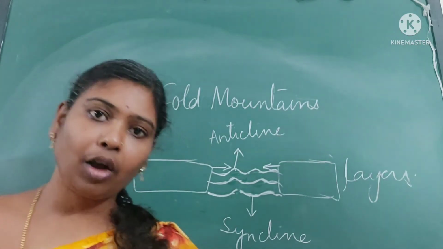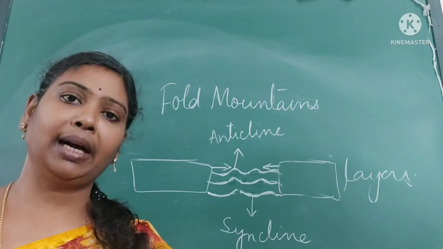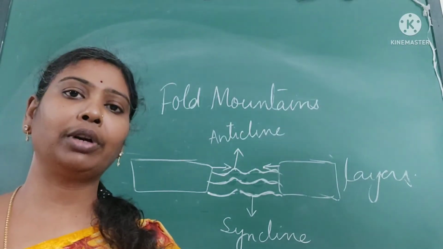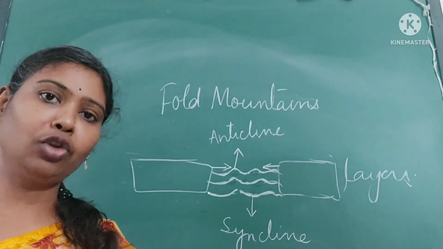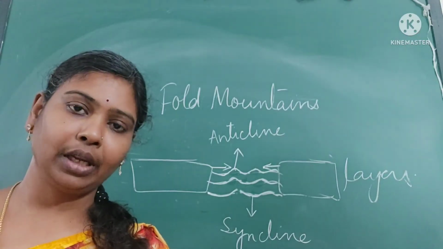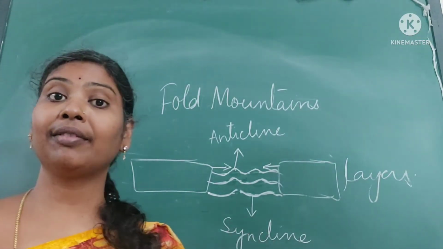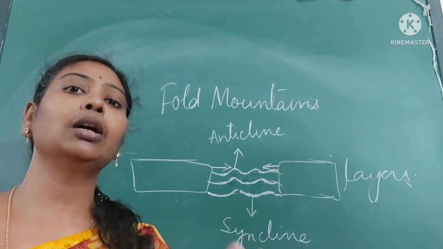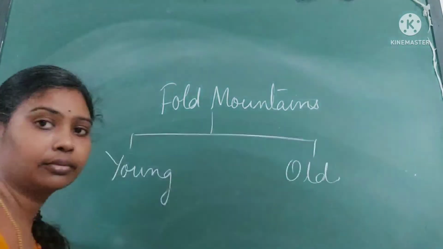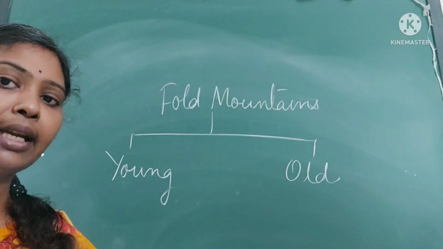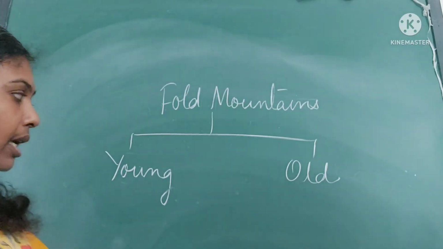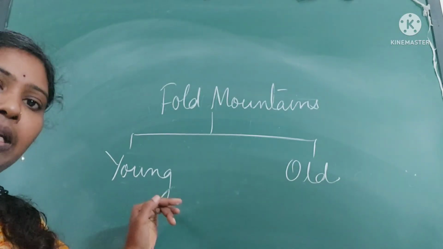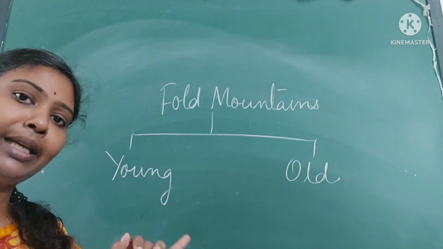The best example of fold mountains is the Himalayas, which formed in the recent past. There are so many fold mountains, but the best example we know is the Himalayas. These fold mountains are again divided into two types: young fold mountains and old fold mountains. Young fold mountains are those formed in the recent past, not less than 20 to 30 million years ago.